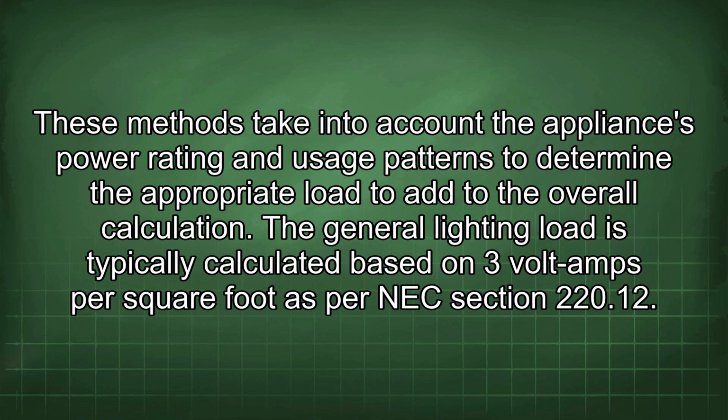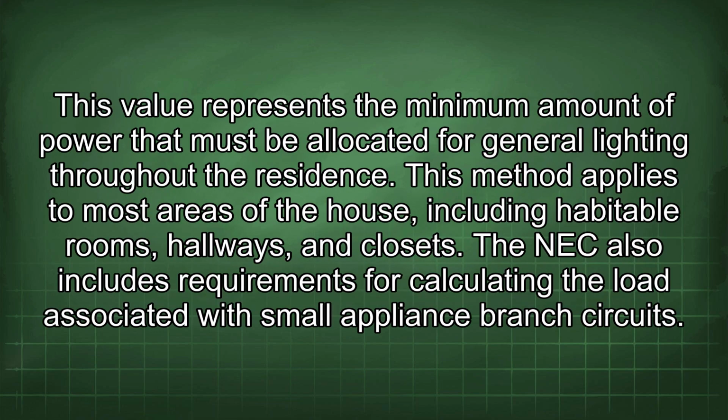The general lighting load is typically calculated based on 3 volt-amps per square foot as per NEC section 220.12. This value represents the minimum amount of power that must be allocated for general lighting throughout the residence. This method applies to most areas of the house, including habitable rooms, hallways, and closets.